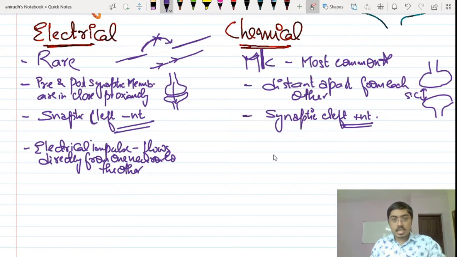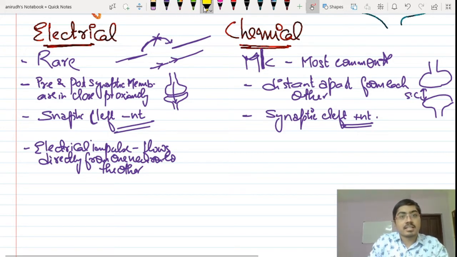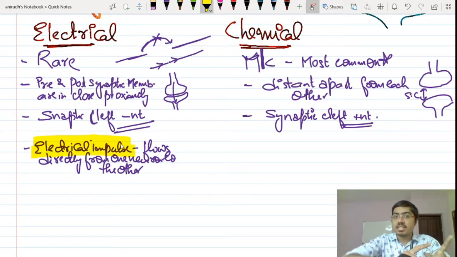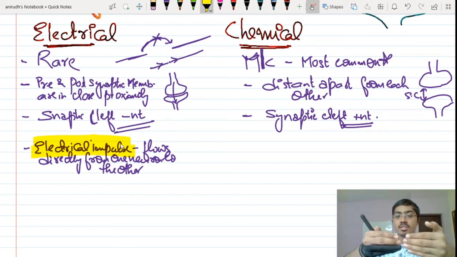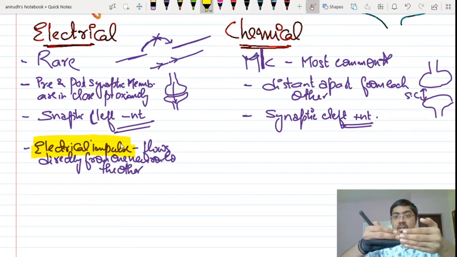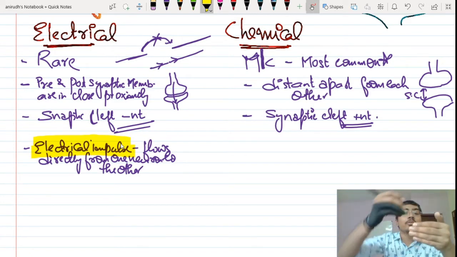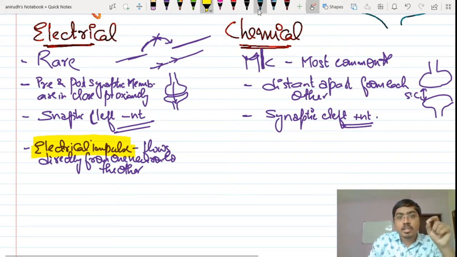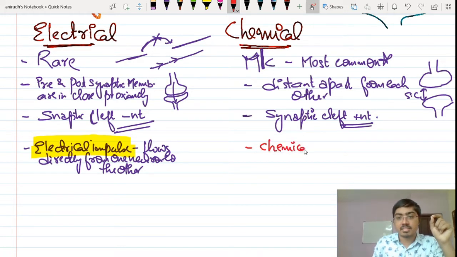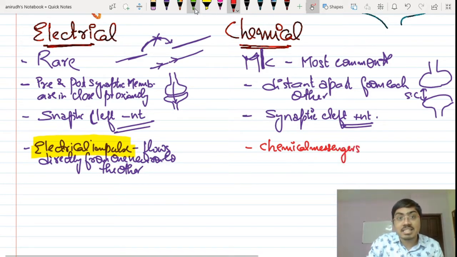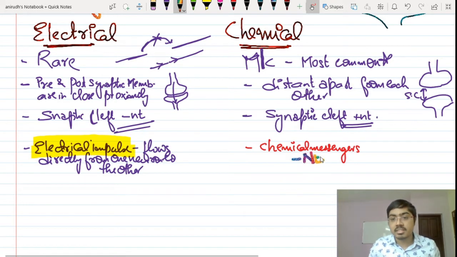That's it. Now here it is flowing as electrical impulses, right? The impulses are transmitted as electrical impulses, just like it flows in a neuron. The same impulse jumps to the other neuron because there is no gap between the neurons. The two neurons are very close to each other, so there is no synaptic cleft between them, and from one neuron to the other it jumps very easily. But here it requires the transmission of impulses in the form of chemical messengers, and you call these chemical messengers the neurotransmitters.